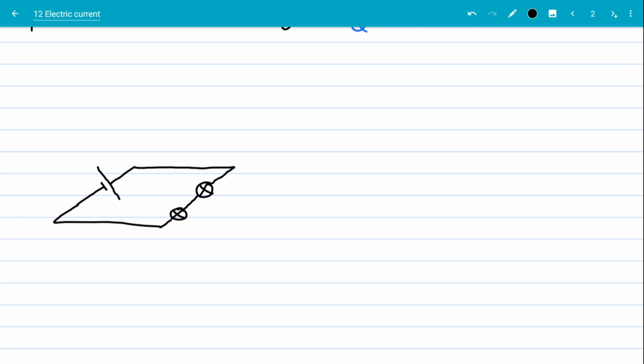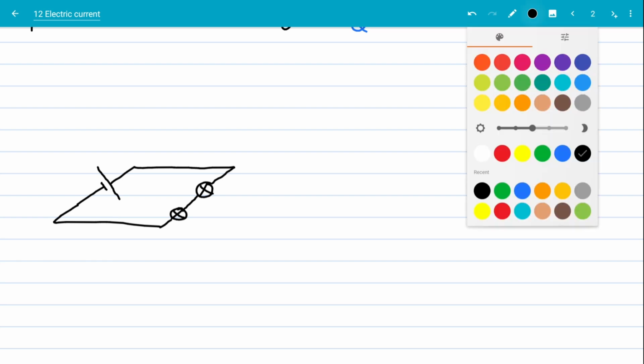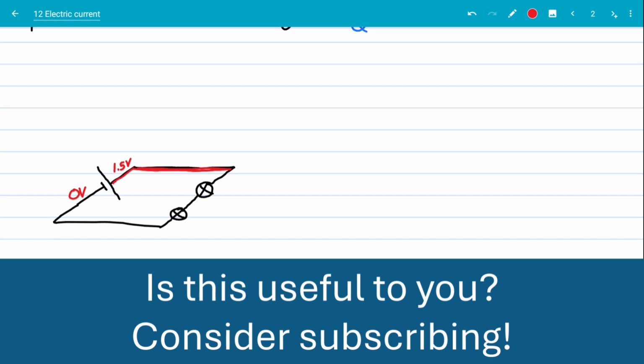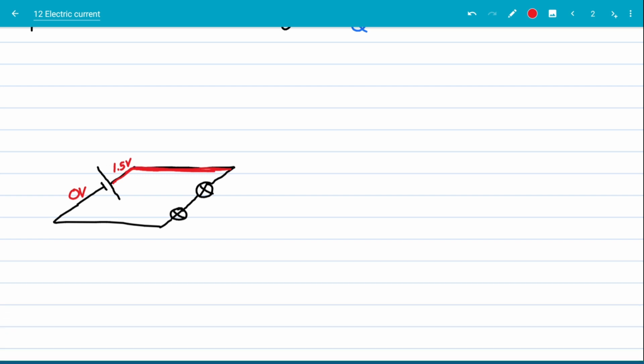So there's my circuit. Well, it's an attempt at a 3-dimensional picture of a circuit. What it might look like is a difference in potential along this circuit. We've got, I'm going to use red for this, 0 volts of potential here, and then here 1.5 volts of potential. And all this wire here that I'm colouring in red has 1.5 volts of potential, whatever that is.